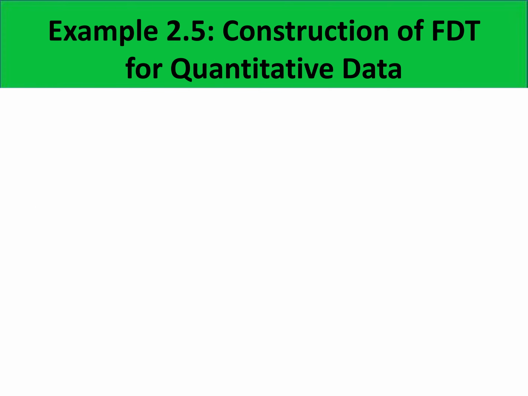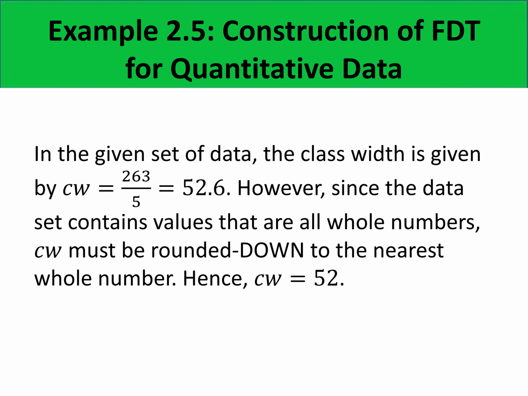In our illustration, the class width is the range, which is 263 divided by the desired 5 class intervals. This gives us 52.6. However, since the values in the given dataset for this example are all whole numbers, then the class width 52.6 should be rounded down to 52, which is also a whole number.